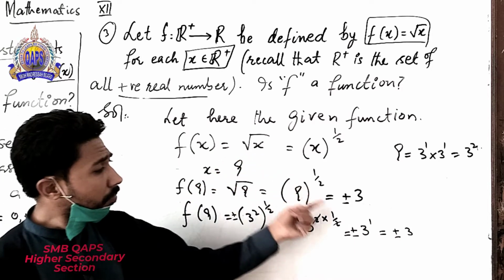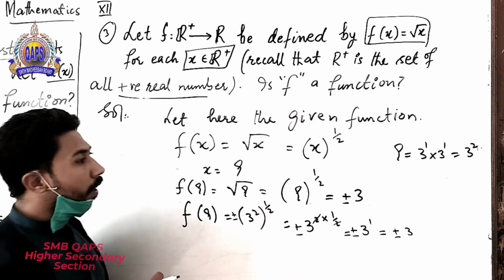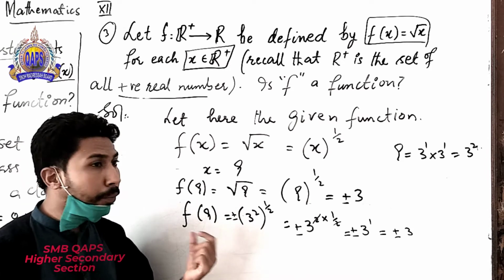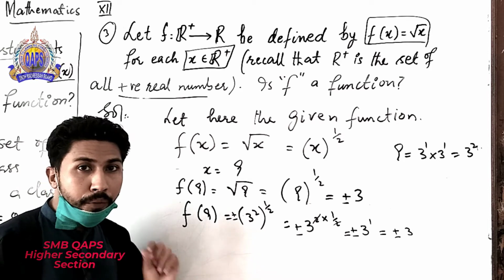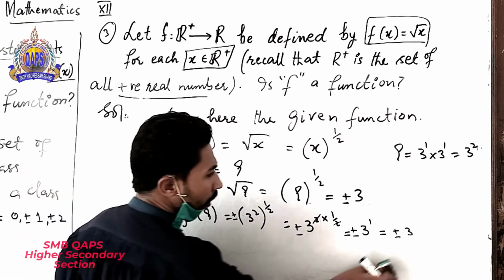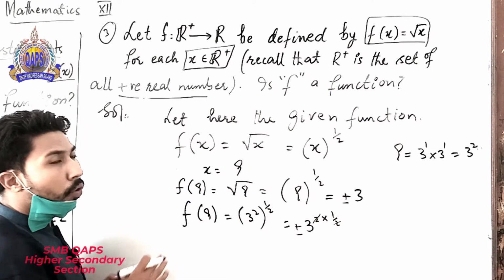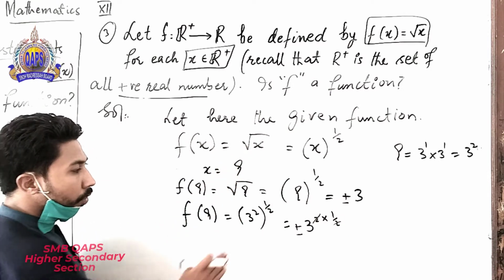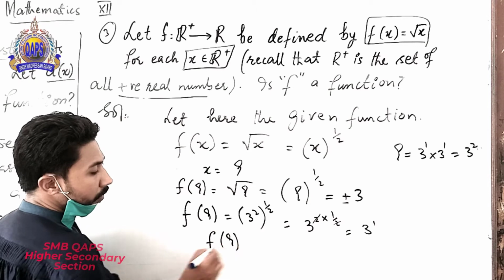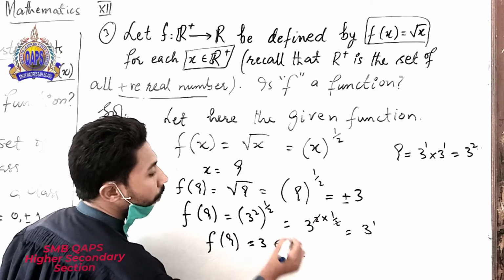But in both situations we must take only the positive value, because a function cannot have more than one value for one domain element, otherwise it does not denote a function. So we only take the positive value, because in the radical sense we take only the positive one. So f of 9 contains only 3, which is positive and belongs to the real numbers.